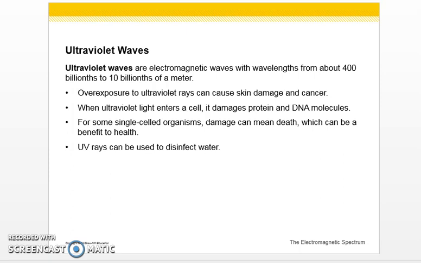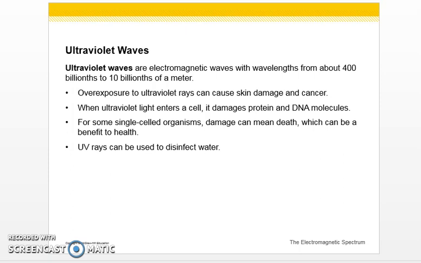Ultraviolet waves are electromagnetic waves with wavelengths from about 400 billionths to 10 billionths of a meter. Overexposure to ultraviolet rays can cause skin damage and cancer. When ultraviolet light enters a cell, it damages protein and DNA molecules.